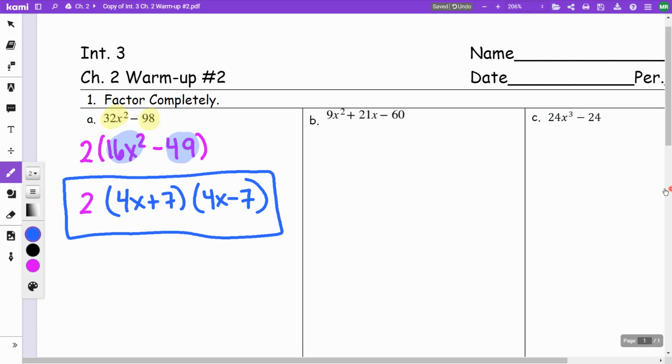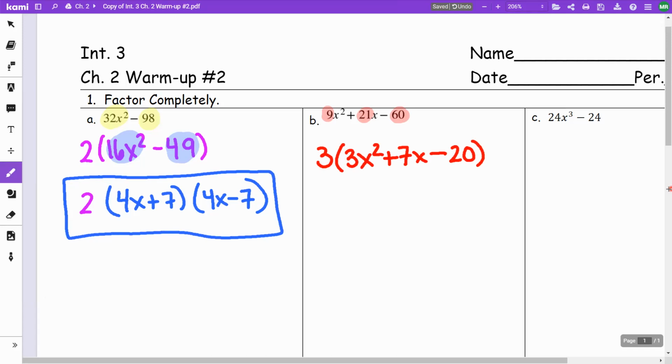On B, again, can we factor something out? I notice a 9, a 21, and a 60 all have a 3 I could factor out. So I'm going to factor out a 3. And I'm going to get 3x squared plus 7x minus 20. Then I want to take a look at what I have here and see if this is factorable. I still have that 3 in front, so I cannot forget about that 3.